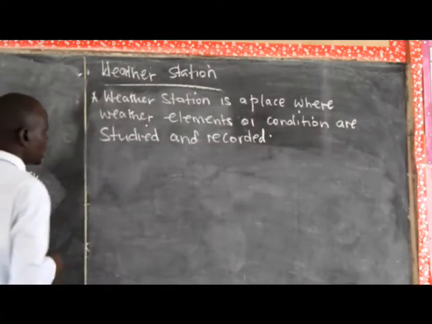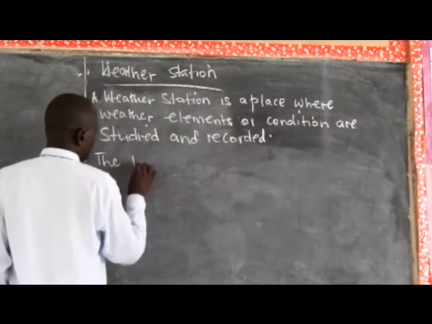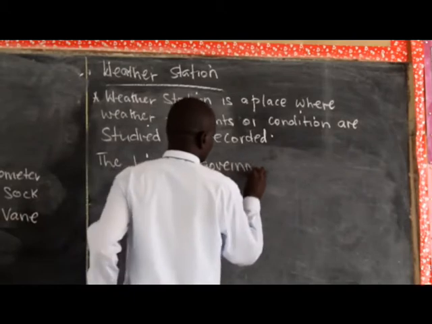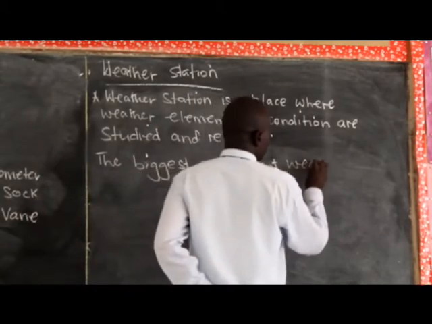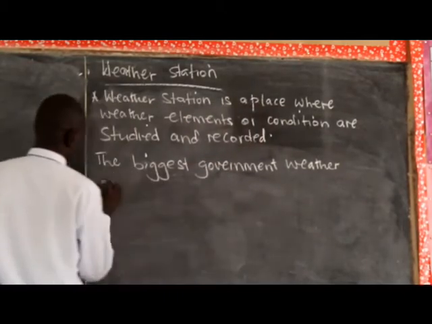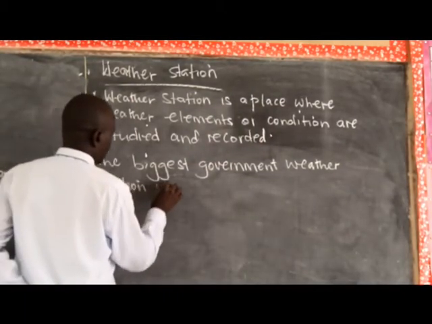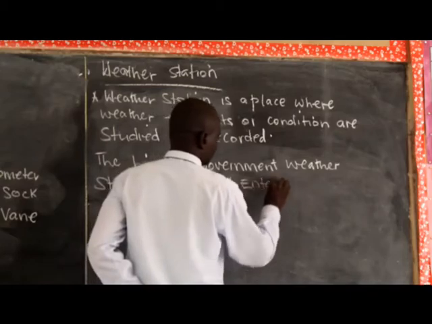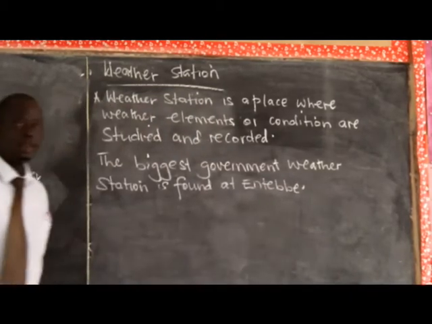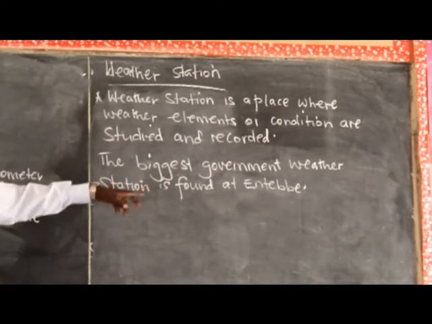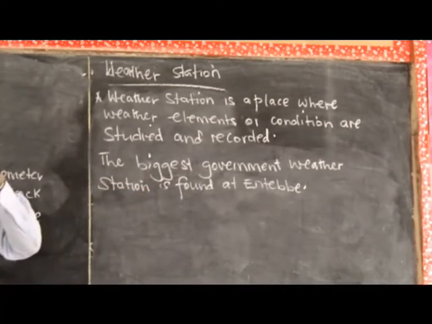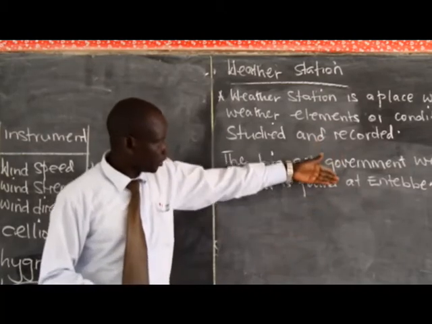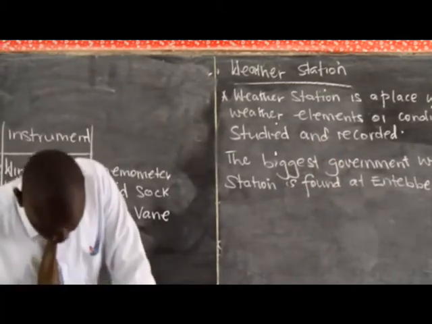In Uganda, the biggest government weather station is found at Entebbe. That's where the biggest government weather station is. Now, this is the weather station that gives us the weather forecast of the day, a weather forecast of a month or a week. So the meteorologists at Entebbe are the ones who give us that.